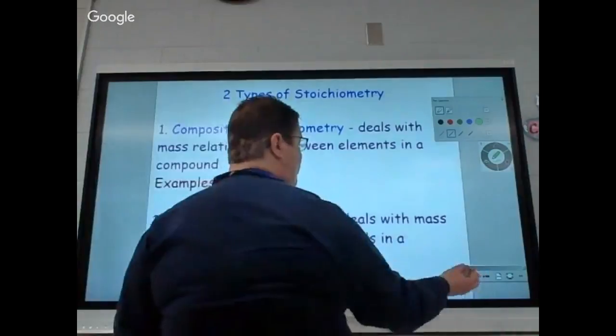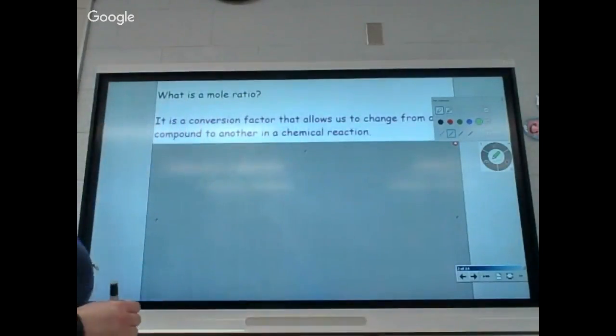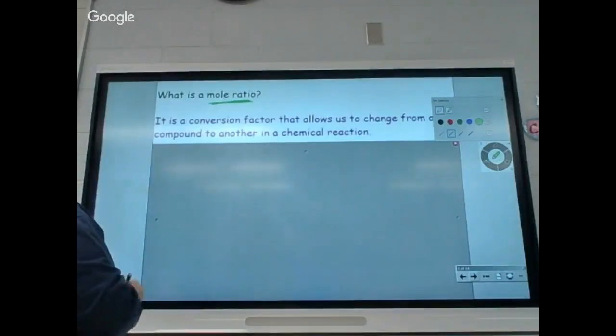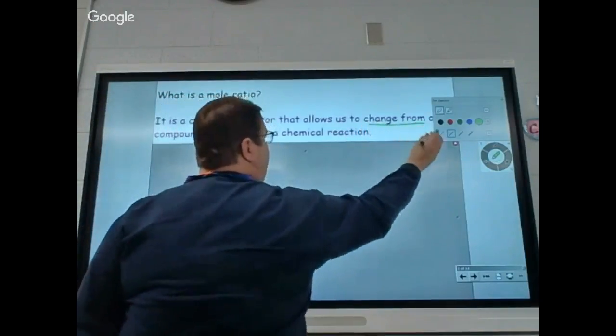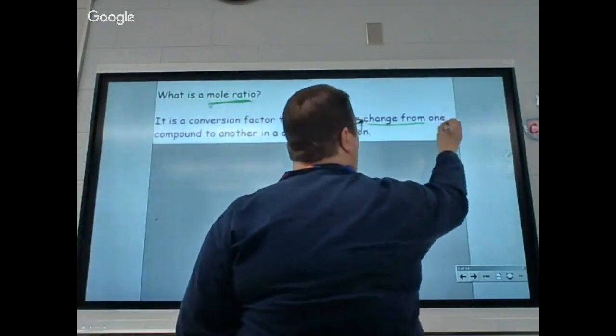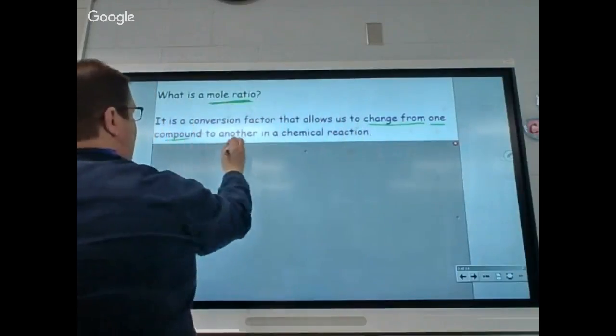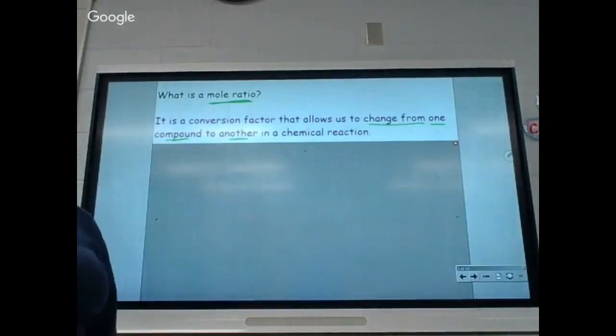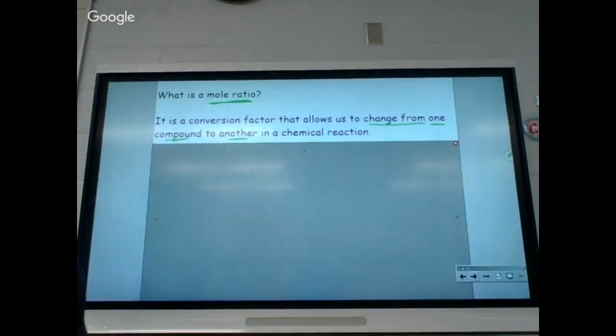Well, in order to do that, what are we going to need? A mole ratio allows us to change from one compound into another, okay? Without a mole ratio, we can't do that. So we need to learn how to use a mole ratio today, and then we'll be able to change from one compound to another. That's the key to today's lesson, really today's and tomorrow's.